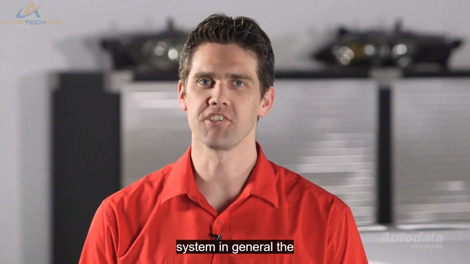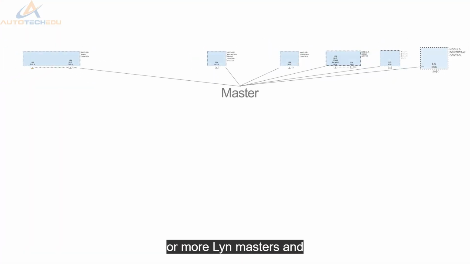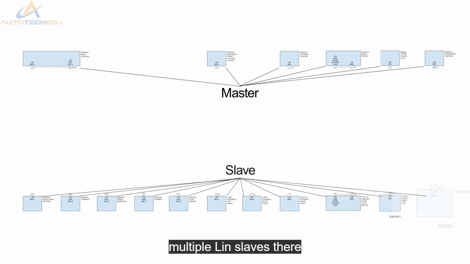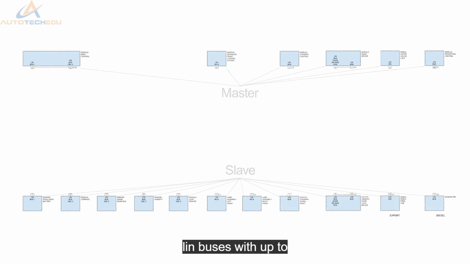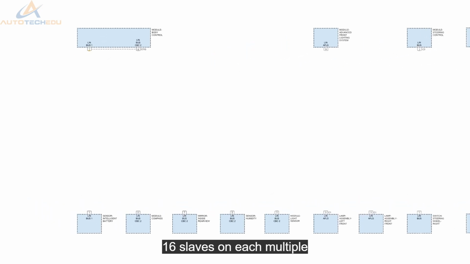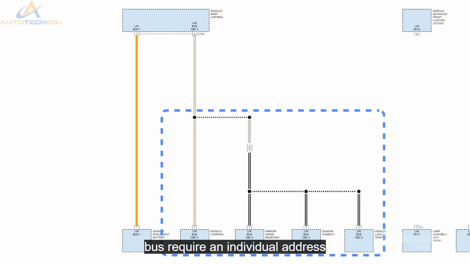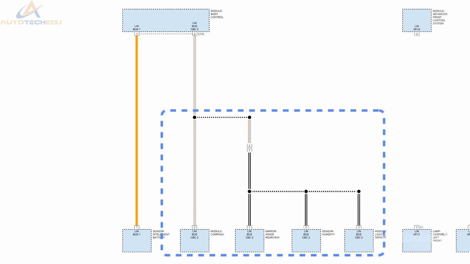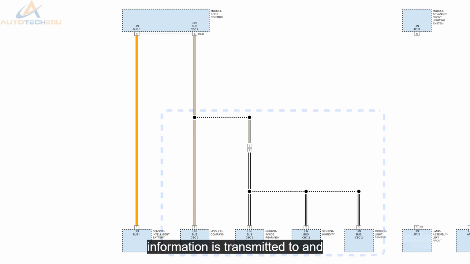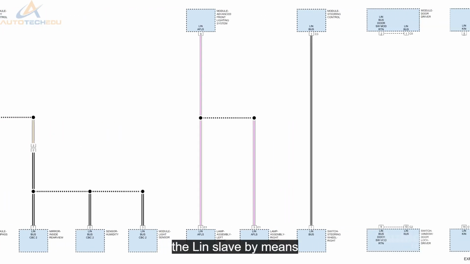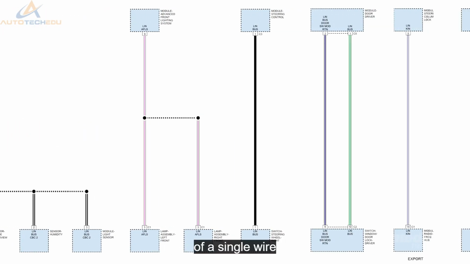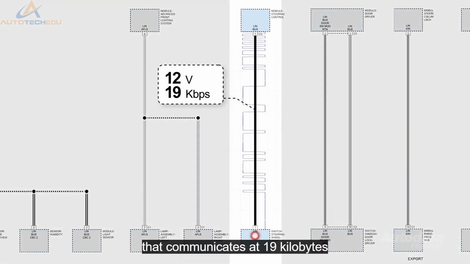Let's check out the system in general. The LIN Bus comprises of one or more LIN masters and multiple LIN slaves. There can be up to 20 LIN buses with up to 16 slaves on each. Multiple slaves on the same bus require an individual address. Information is transmitted to and from the LIN master to the LIN slave by means of a single wire. It's a 12-volt bus that communicates at 19 kilobytes per second.